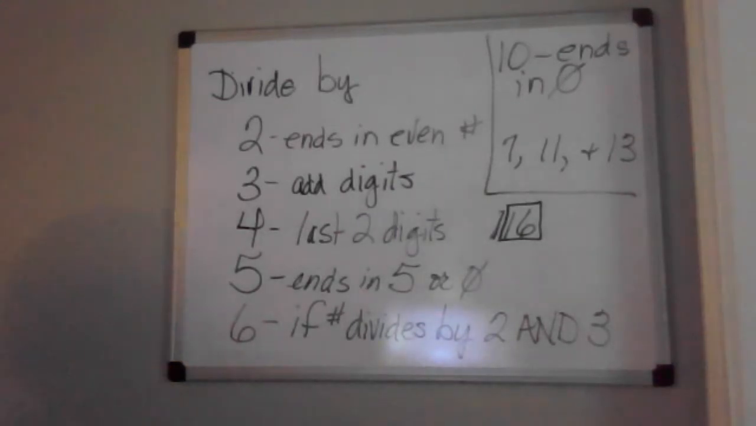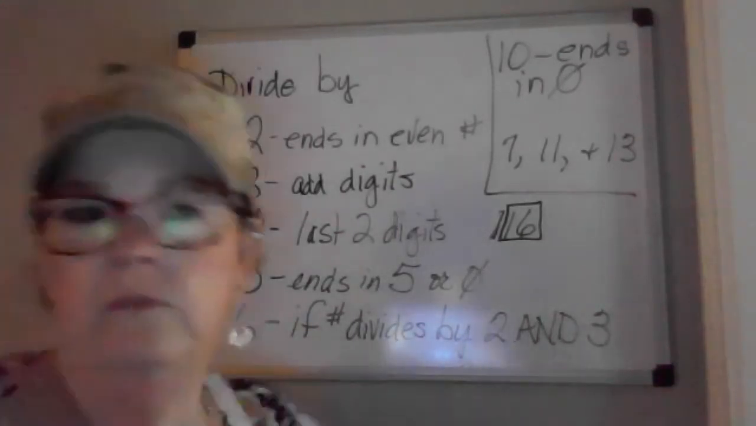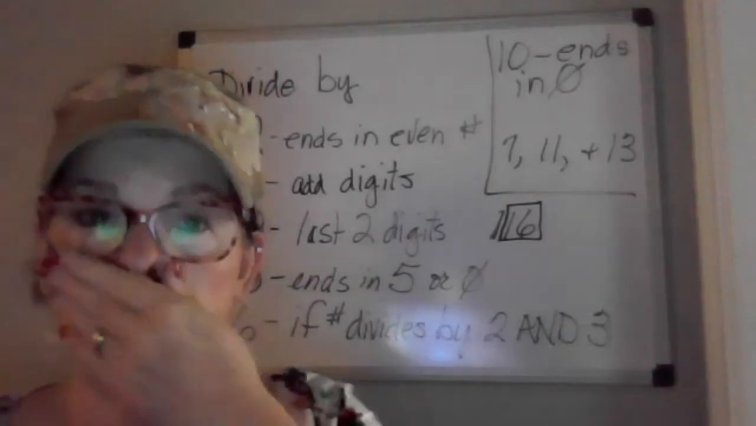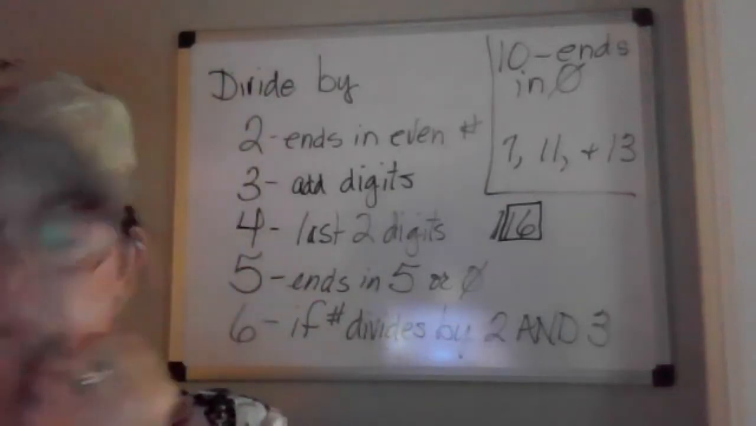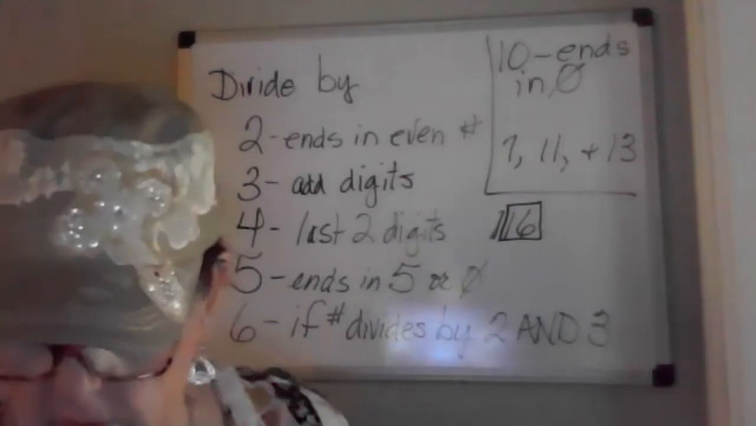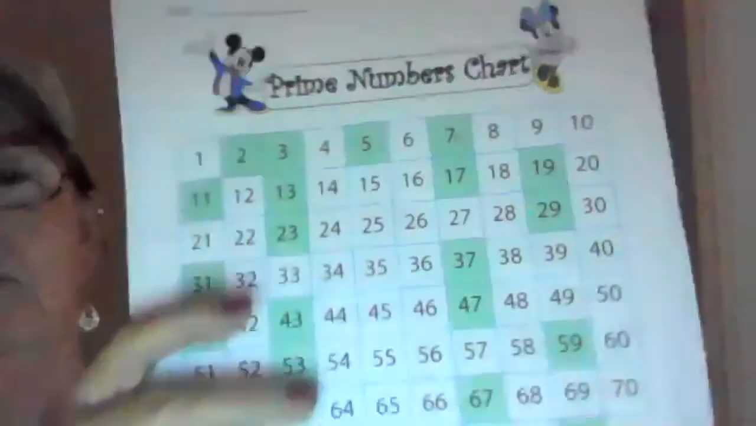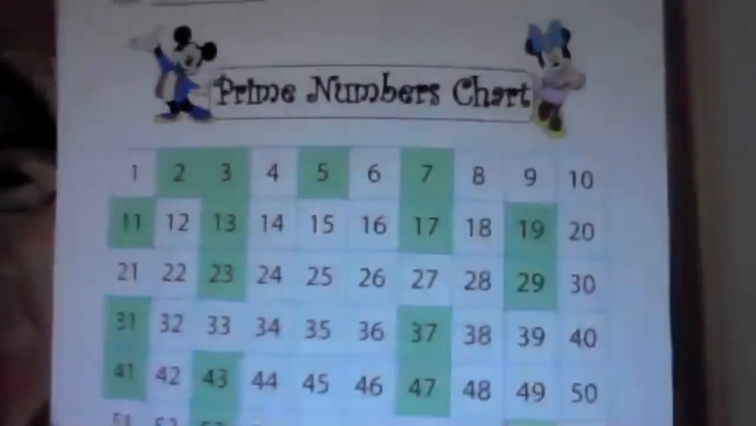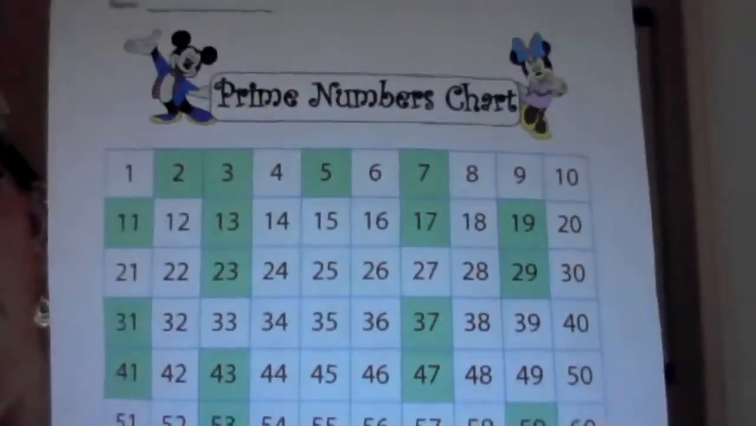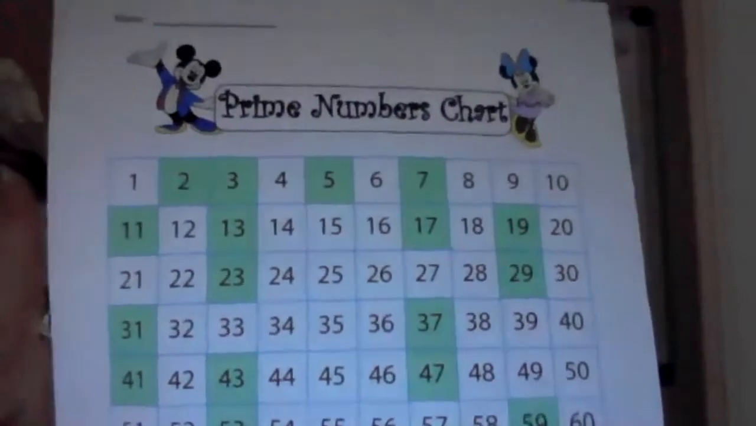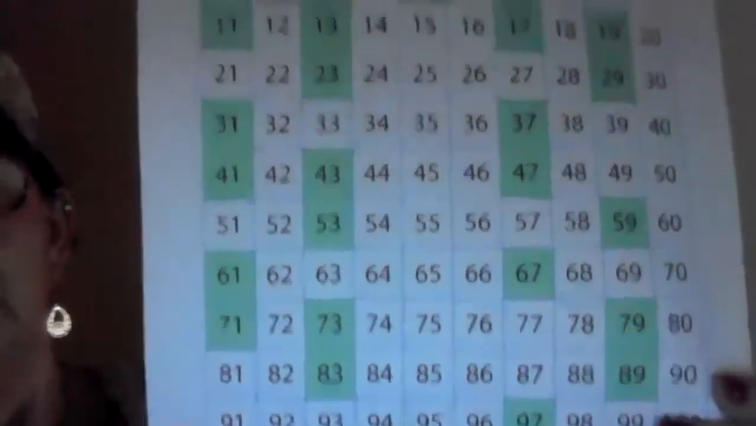Miss Deborah, on that chart, you said the ones that are shaded gray, they're the prime numbers, right? Yes. Prime number chart. So 2, 3, 5, 7, 11, 13, 17, and so on. Yes, those are all prime numbers all the way to 100. Okay, thank you.